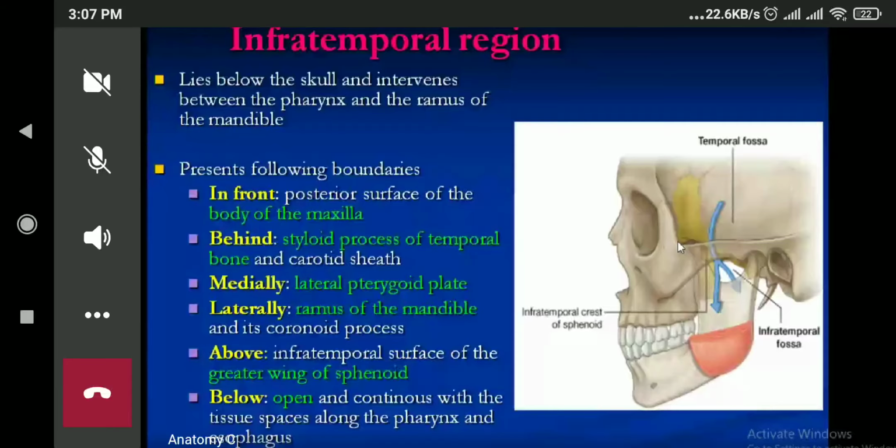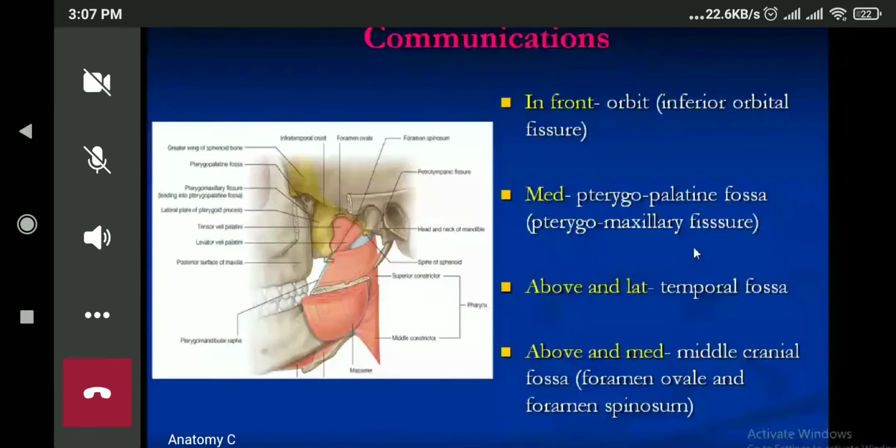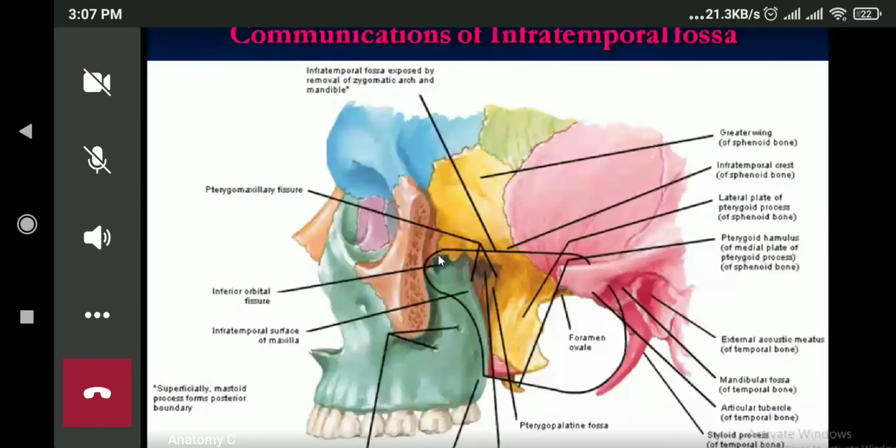Now the communication in front over here, this will communicate with the orbit through the inferior orbital fissure. Now medially, you can see over here, I'll show you this one. Okay, now this one anteriorly, it will communicate with the orbit through the inferior orbital fissure.